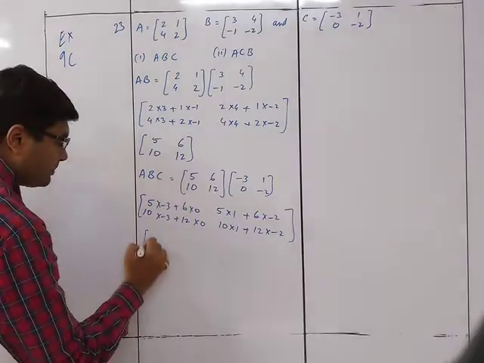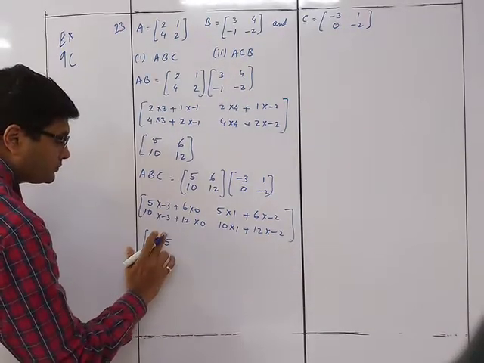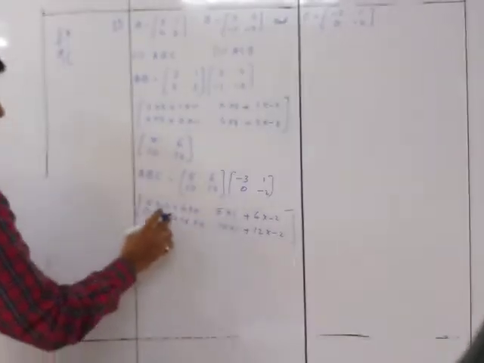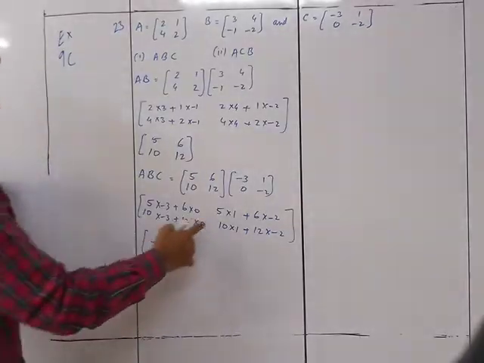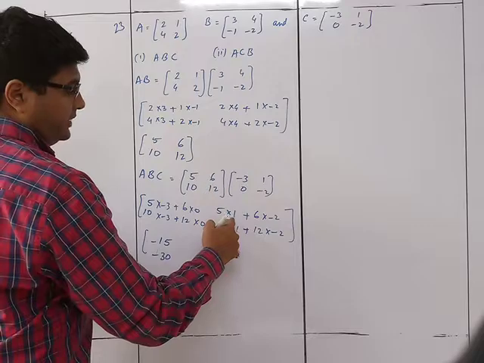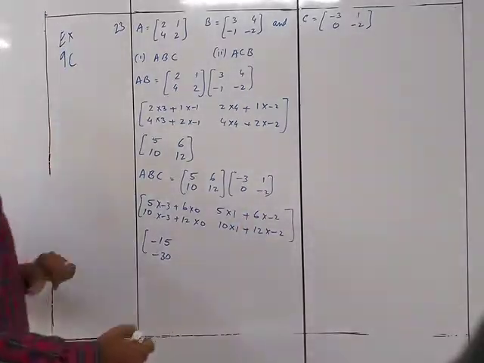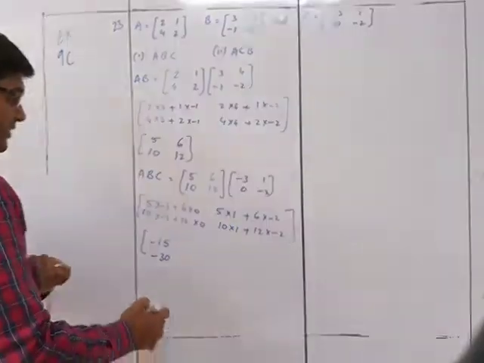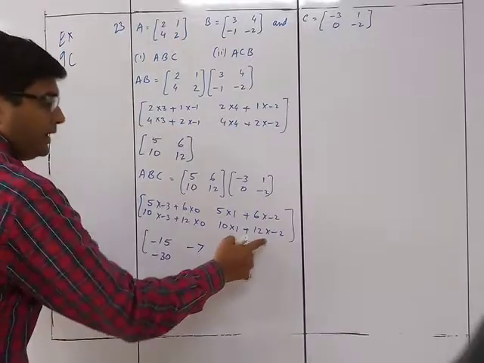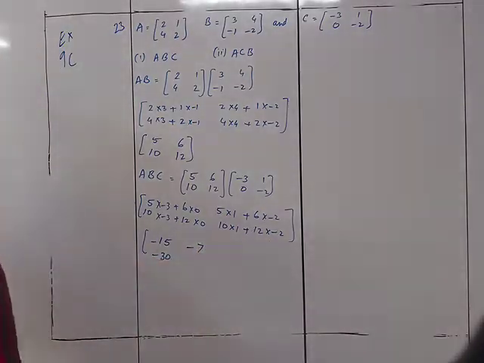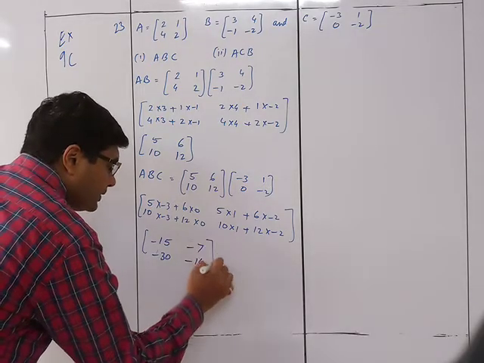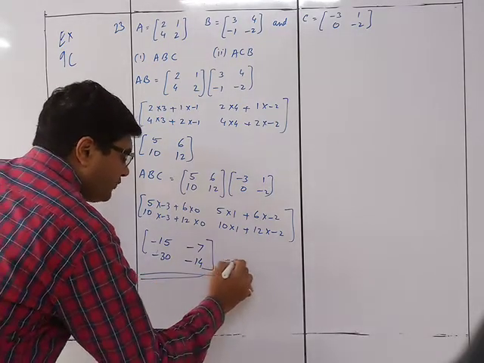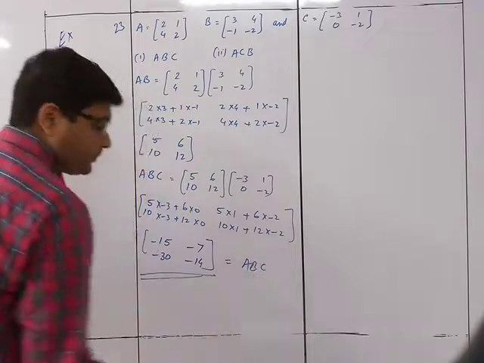This is nothing but minus 15 into 0. This is minus 30 into 0 plus 0, sorry, 5 and minus 12. Minus 12 plus 5 is minus 7. And minus 24 plus 10 is minus 14. That's the answer of A, B, C.